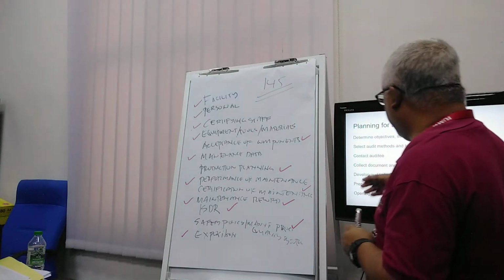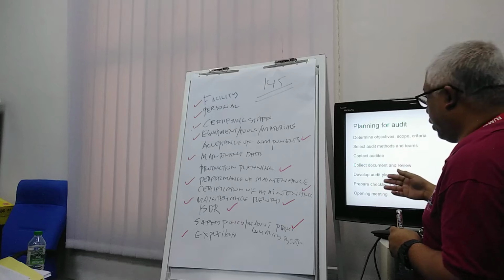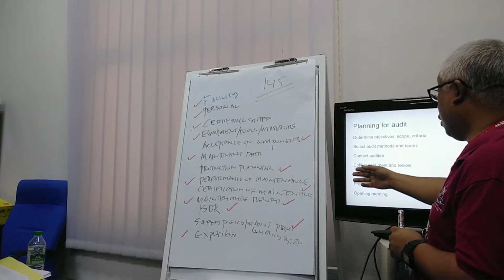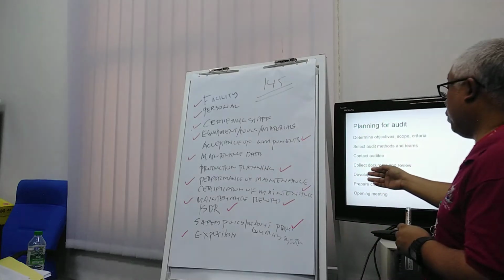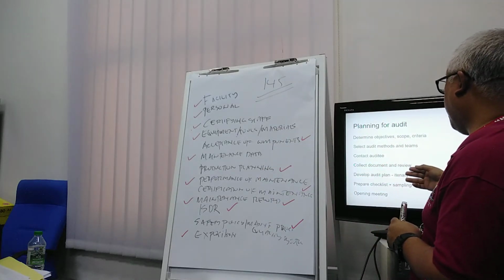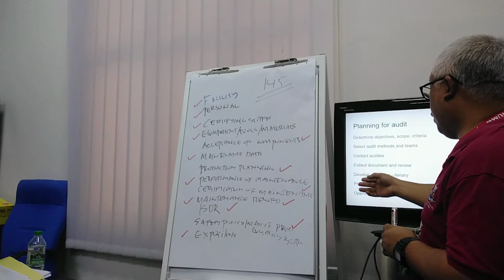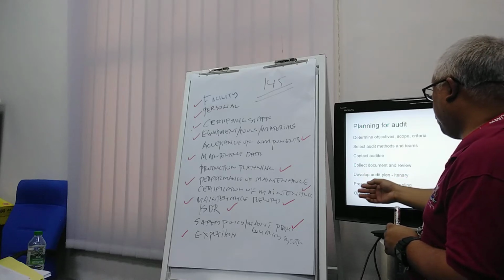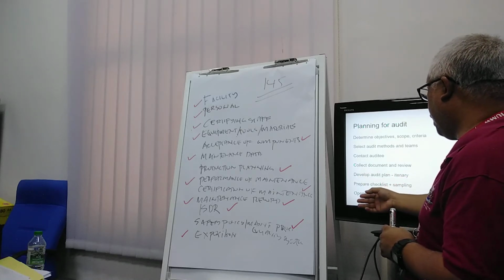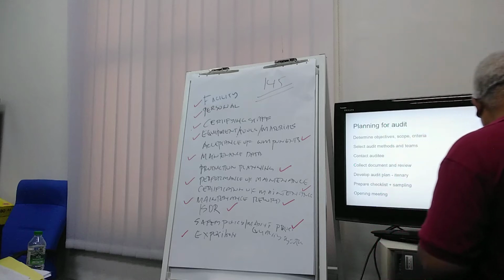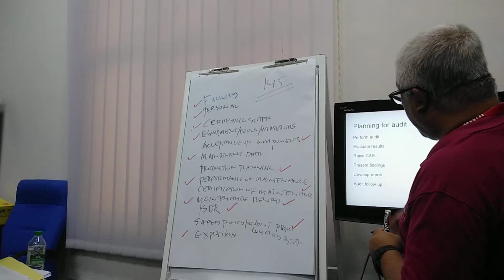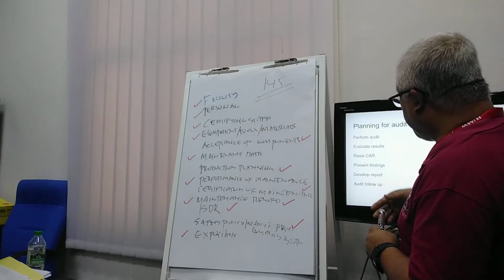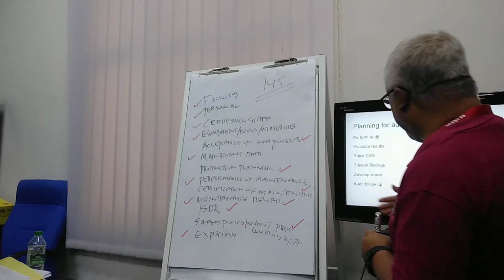Okay, later on you need to contact the auditee, you know who to contact, collect documents and review. By having information here, you are able to determine what documents to collect and review, and to develop the audit plan, to prepare the checklist and meeting, then perform the audit, evaluate the result, raise the CAR, present the finding, develop the audit report and audit follow-up.